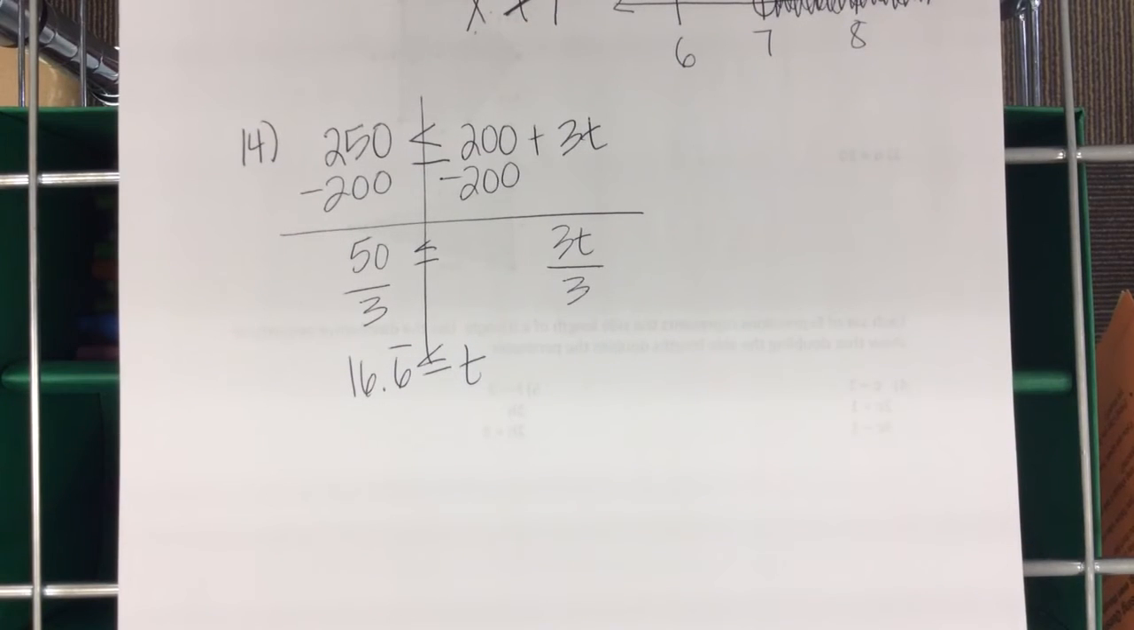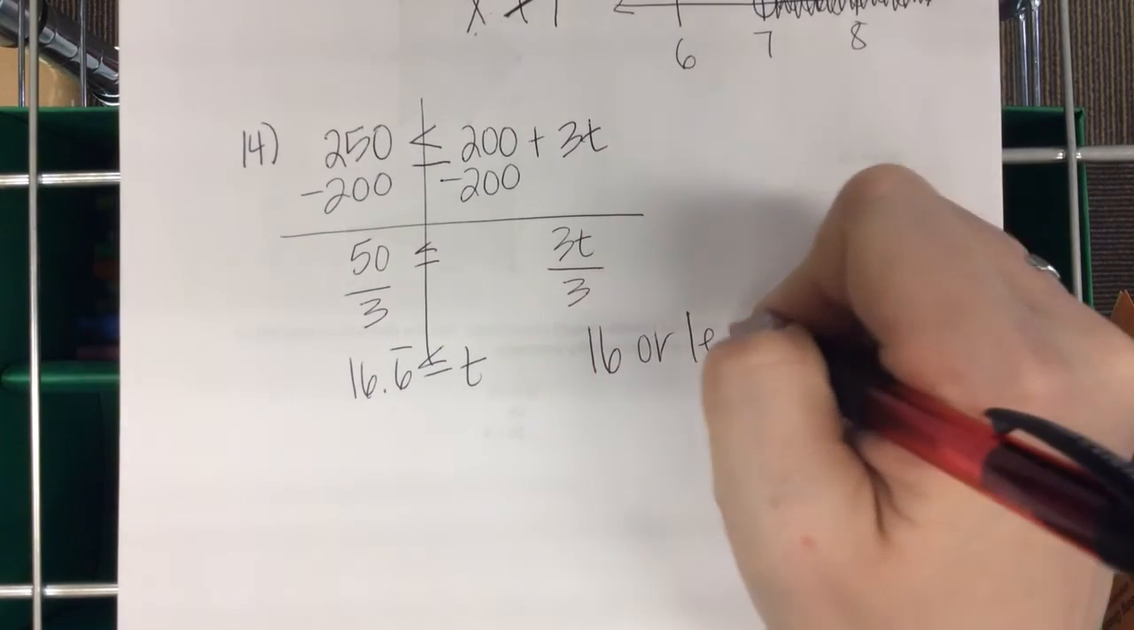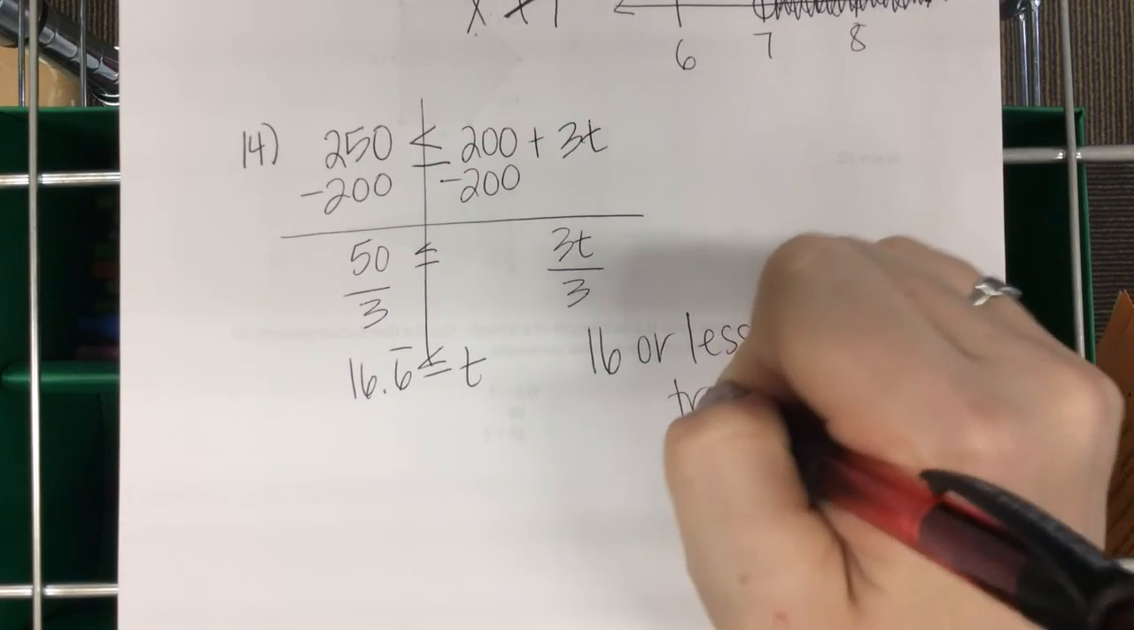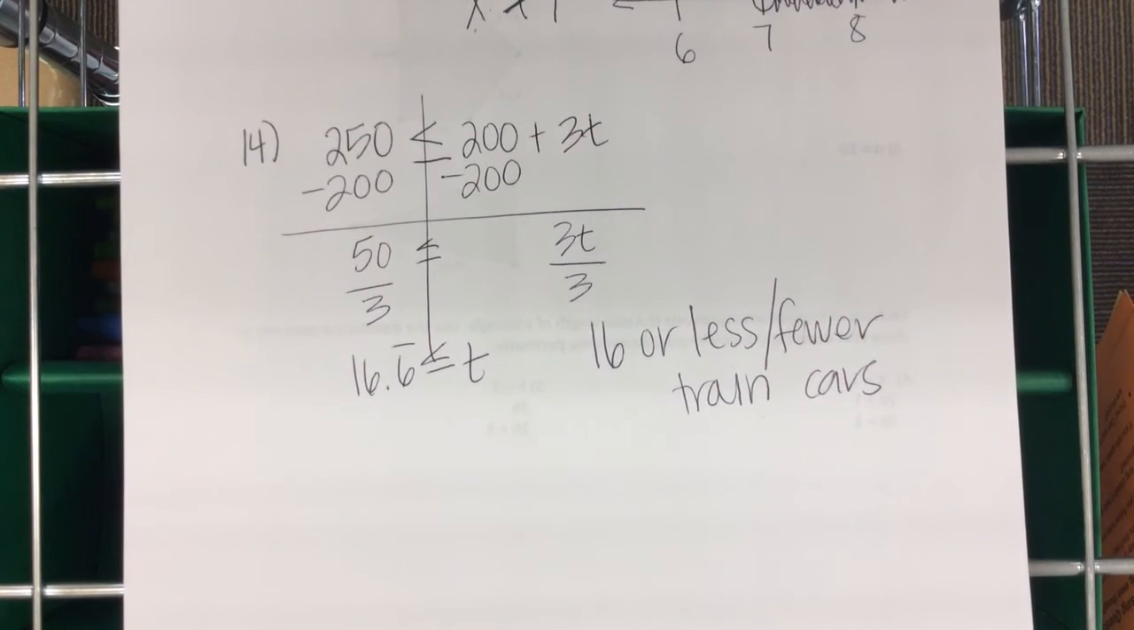Could there be 17? Could I round up to 17? No. 16 or fewer train cars. Sorry, I didn't read the whole problem. This one, we did ours differently, but got the same answer. That's fine.